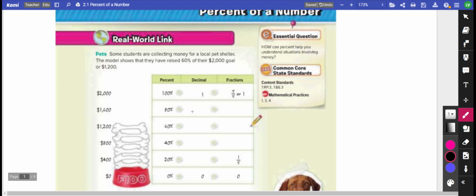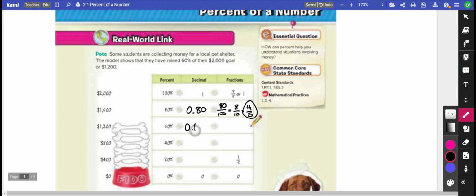80% written as a decimal is 80 hundredths. And reading that as a fraction is 80 divided by 100, which is reduced down to 8 tenths, which can be further reduced down to 4 fifths. I'm circling the 4 fifths, knowing that that's the simplest form.